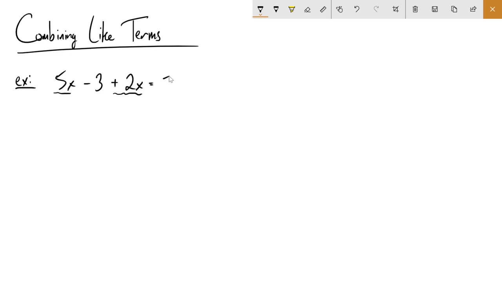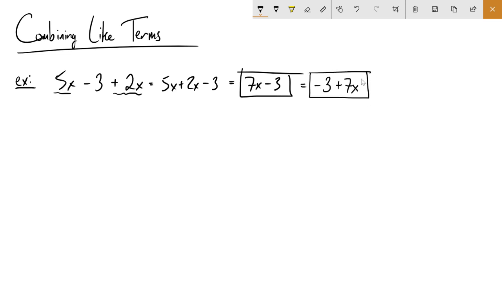So what you can do is, the commutative property tells you that you can move that 2x next door, and then because they're like terms, you can add them up. And so this expression would simplify to 7x minus 3. Okay. But it's also important to note that we could have brought the 5x over by the 2x and left the 3 in front as long as we did what? As long as we carried the signs along with it.